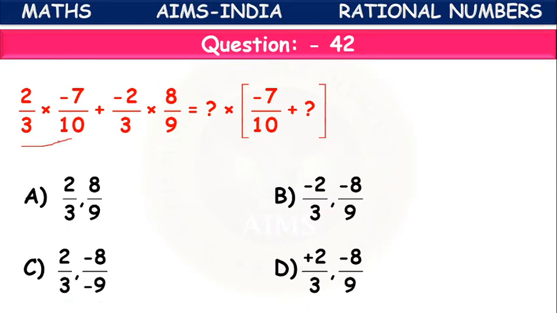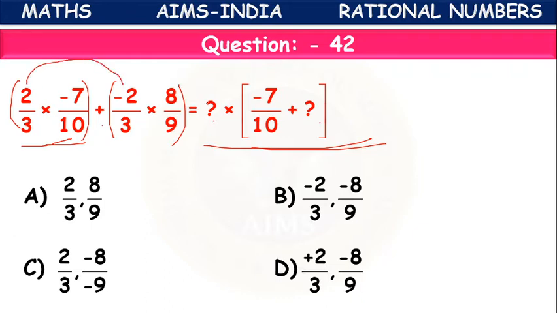So here, question number 42. Here multiplication is there, addition, multiplication group is there. Now on the LHS side they give some question marks. Here what is common? Minus 2 by 3 is common. So in the first question mark we can take that common part, minus 2 by 3. In the first one, what is remaining? Minus 7 by 10 is remaining. In the second bracket, what is remaining? 8 by 9 is remaining. So in the first question mark, minus 2 by 3 will come. In the second question mark, 8 by 9 will come.